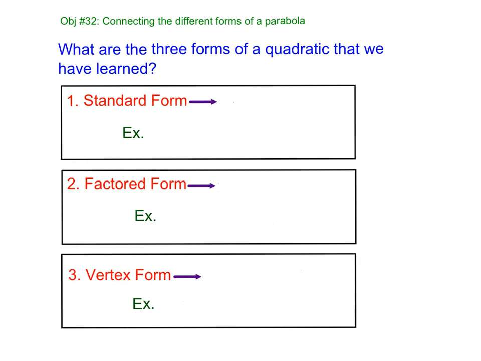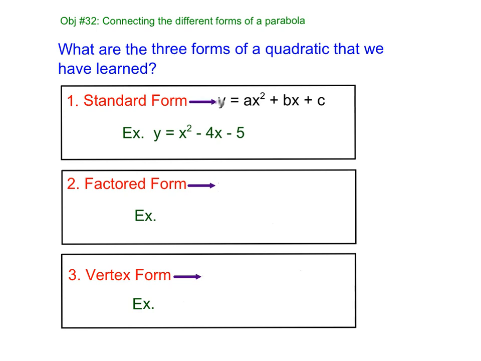Okay, so what are the three forms of a quadratic that we have learned? So we started with standard form. What is standard form? That's just a regular equation, right? I gave these to you, we know how to factor them. So for example, y equals x squared minus 4x minus 5. No parentheses anywhere. It's just the parabola multiplied out.